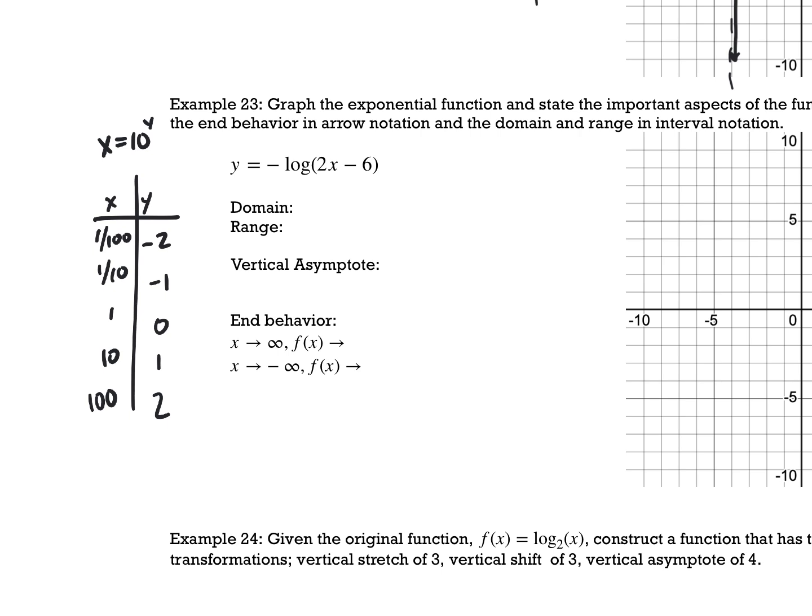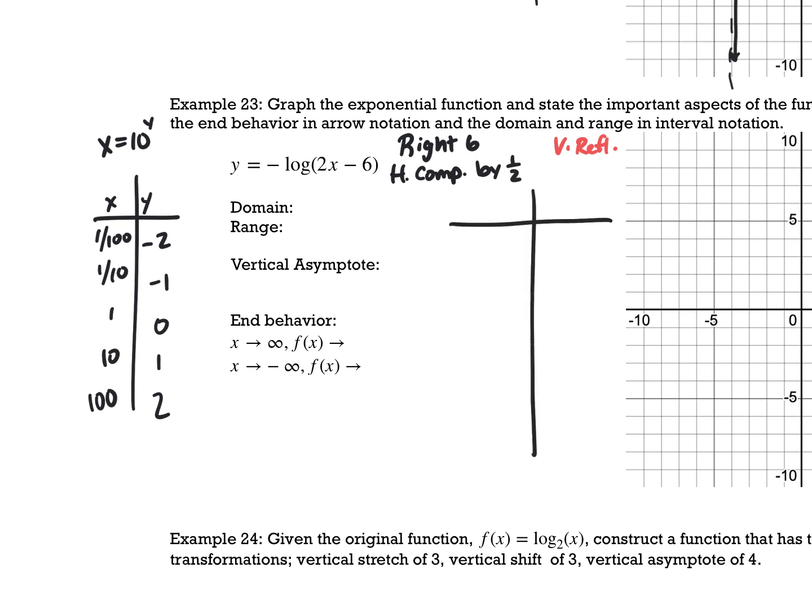Well, that would be the parent function, and then we have to apply some transformations. I find these transformations to be frustrating when we have multiple horizontal. But if we follow reverse order of operations, or if we wanted to undo this, we would go right 6, and then horizontally compress by 1/2. There's also a vertical reflection. So that's going to make a pretty significant change to our tables.